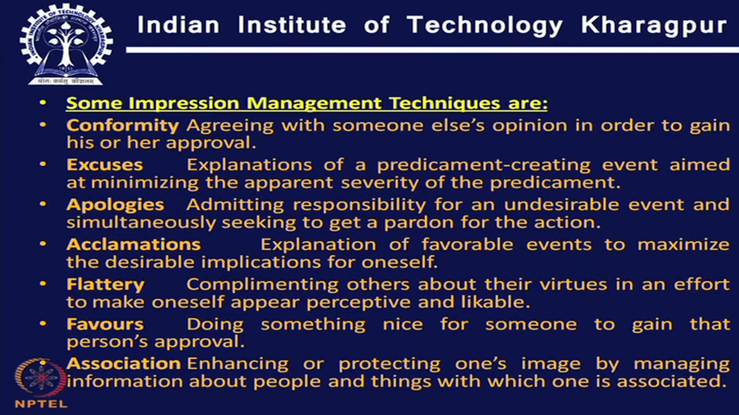Some impression management techniques: why we are discussing impression management here is that it is an important way of dealing with organizational situations and getting favors from the organization. So we can take it to be political behavior also. Conformity is agreeing with someone else's opinion in order to gain his or her approval. Then excuses, apologies, acclimatization, flattery, favors, and special group association. These are done to form the first image very carefully in another person's mind, so that they get affected or carried away by what we want to get from the other party.